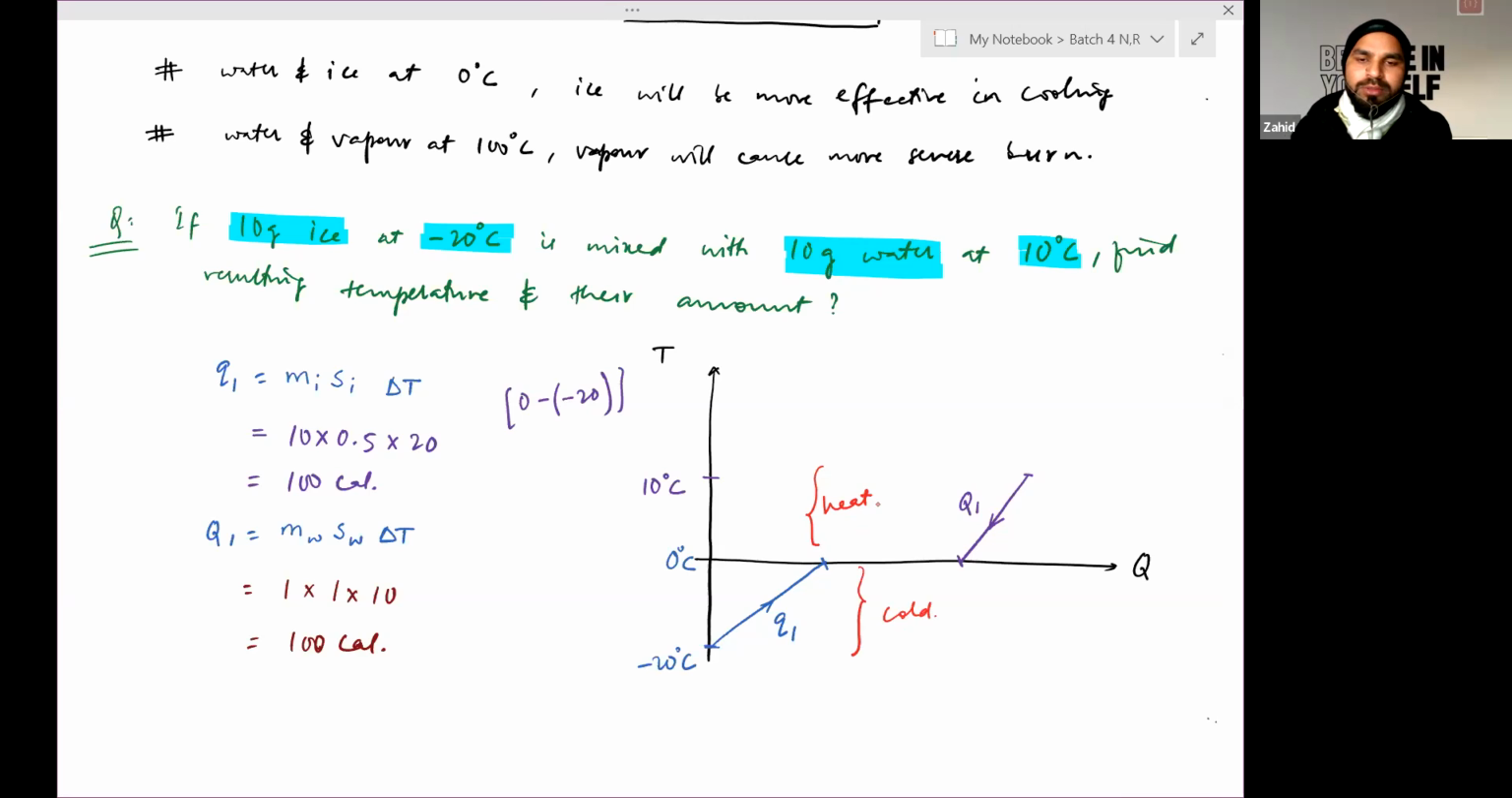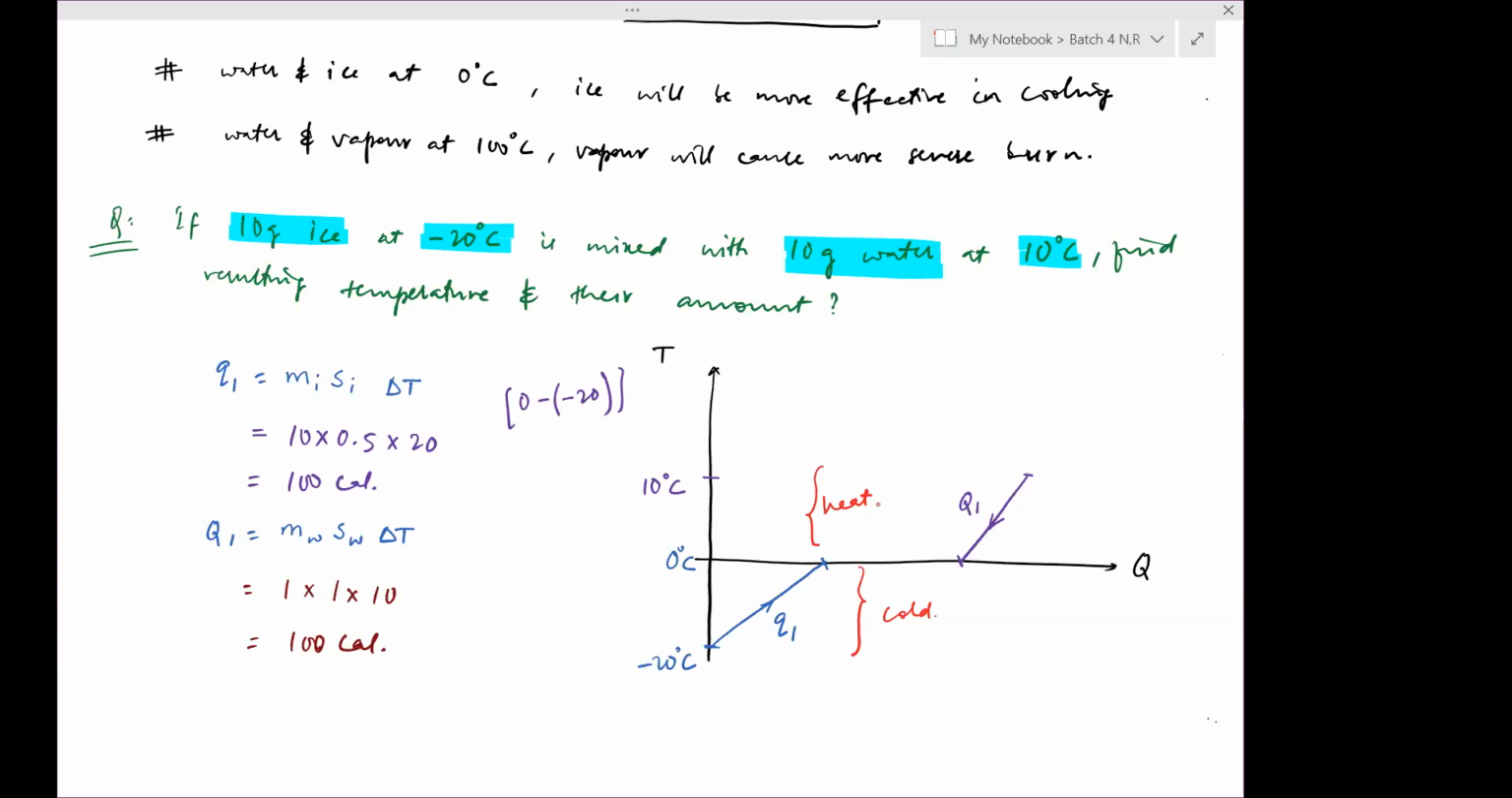Now, there will be no amount of energy left in this particular system which will tend to convert the state from one part to another. So these two terms will remain as they are at equilibrium. So ice will remain at 0 degrees Celsius and water will remain at 0 degrees Celsius, having the same amount, 10 gram and 10 gram each. Is it clear?